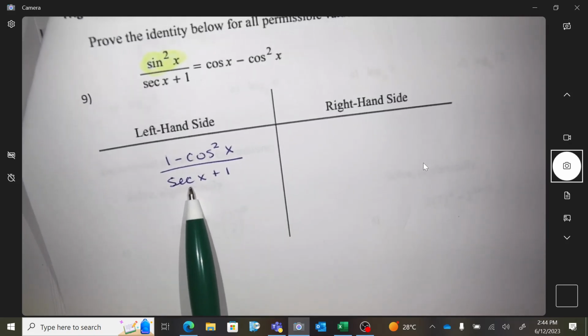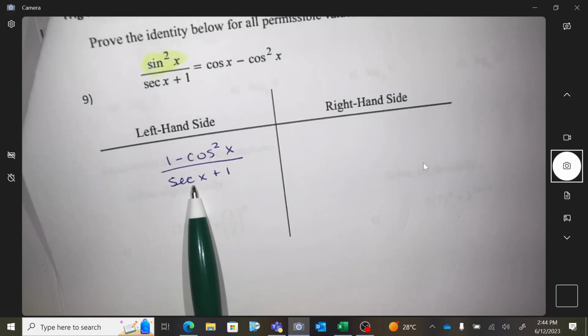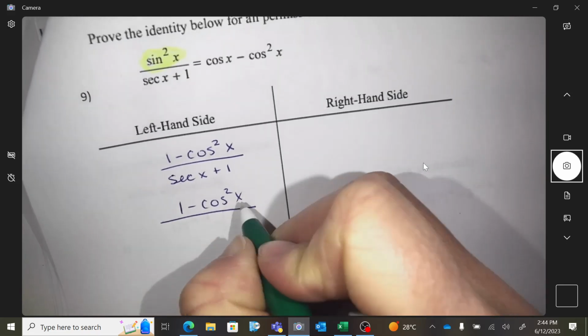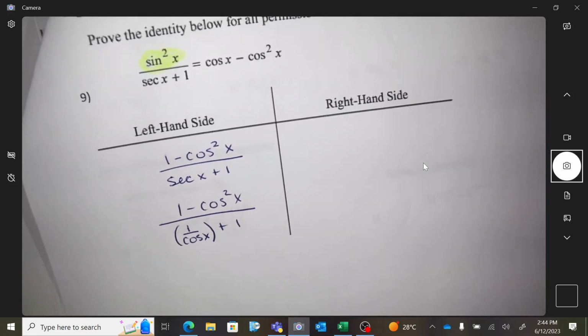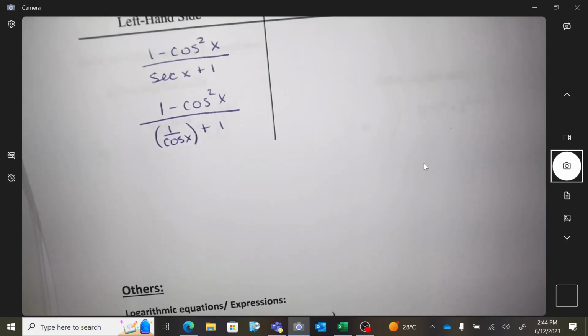Okay, let's change this secant to also be in cos. Okay, so 1 minus cos squared x over 1 over cos x plus 1. Okay, and again, I'm just saying let's make everything we possibly can in cosines, because look at the other side, right? Well, why would you do that? The other side's all cool. Well, you need to equal the other side. Yeah, we're trying to get to the other side, so I'm trying to get everything into cos stuff.